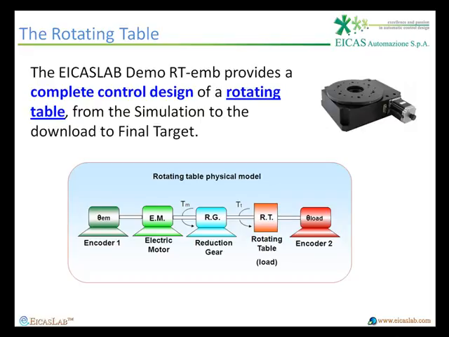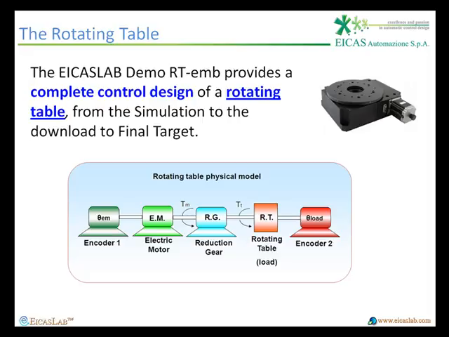The plant we will consider is a rotating table. The demo provides a complete example of control design of a rotating table, from the simulation to the download to the final target. The rotating table is a classical and significant example of control. It is a load rotated by means of an electric motor through a mechanical gear. The motor rotation angle and the load rotation angle are measured by two encoders.